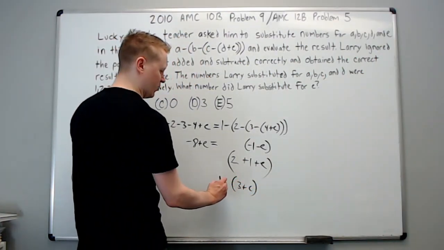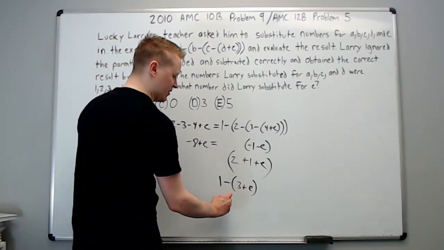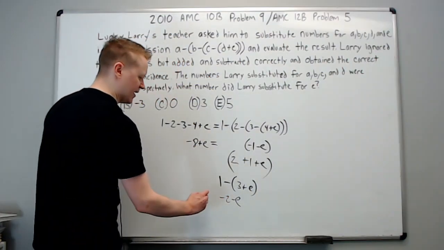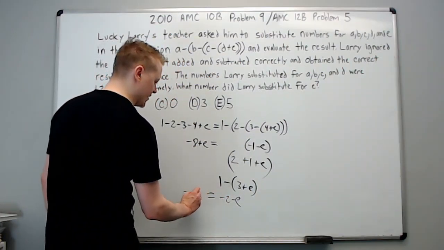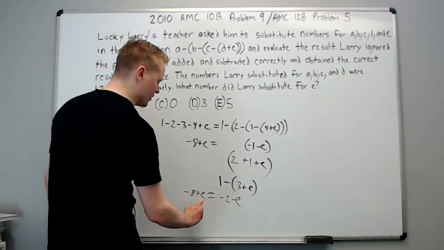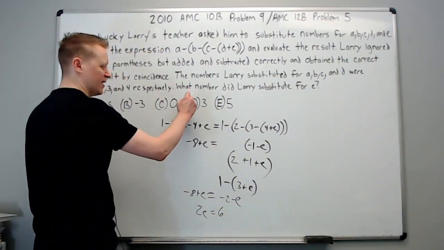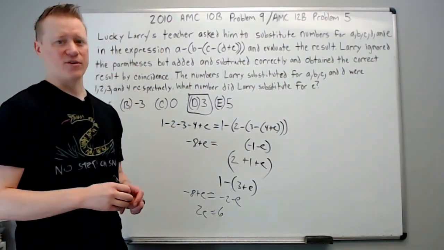And then we still have a 1 minus on this side. So that's going to become negative 2 minus E. And lastly, that is equal to negative 8 plus E. So if I add E to this side, I will get 2E. And if I add 8, I will get 6. And Larry will get 3 for E.